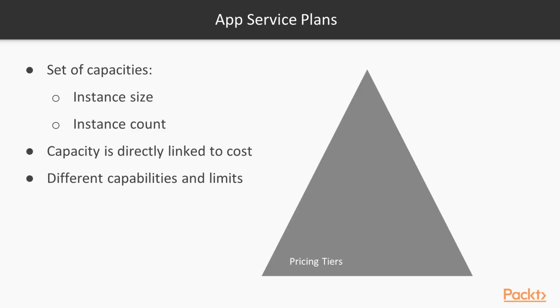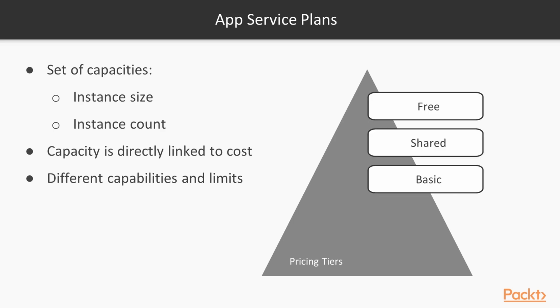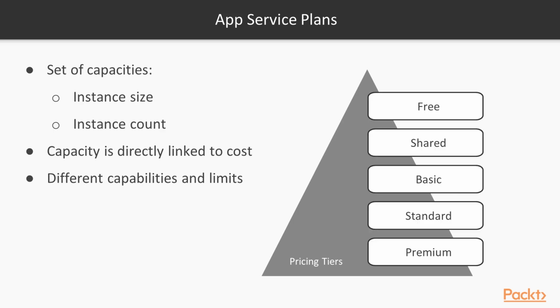Moving on to App Service Plans. An app service plan is a set of capacities, that is, the instance size and instance count on which the application is hosted, and features. Capacity is directly linked to cost, and hence it is similar to choosing a pricing tier. There are different capabilities and limits within an ASP. There are 5 pricing tiers, namely free, shared, basic, standard, and premium. Each ASP can be used for different purposes, and they differ in the features they provide too.